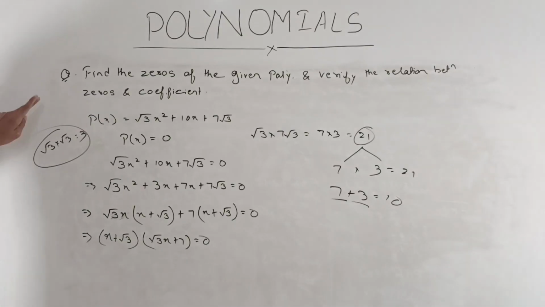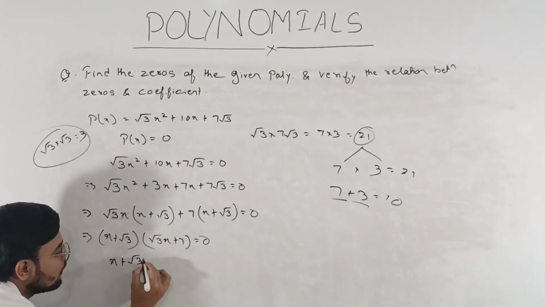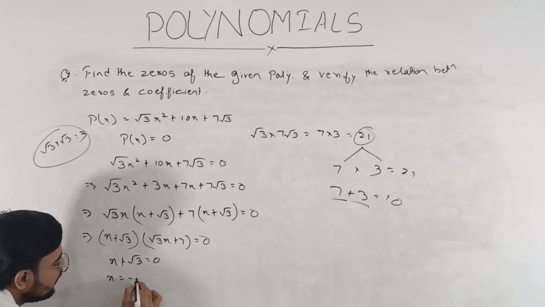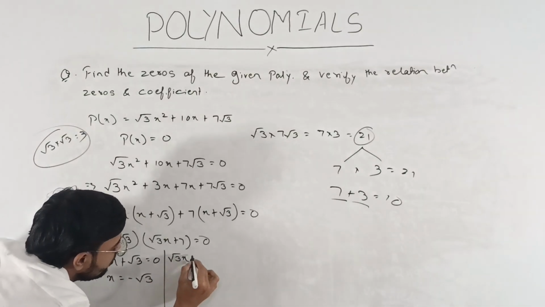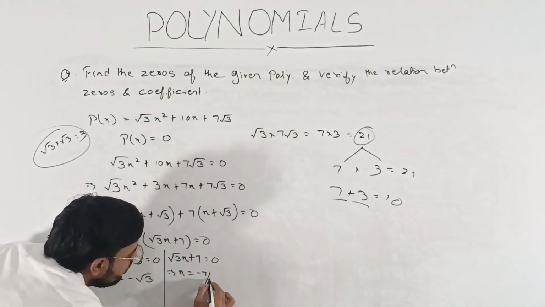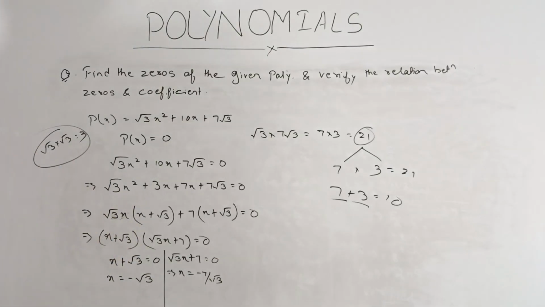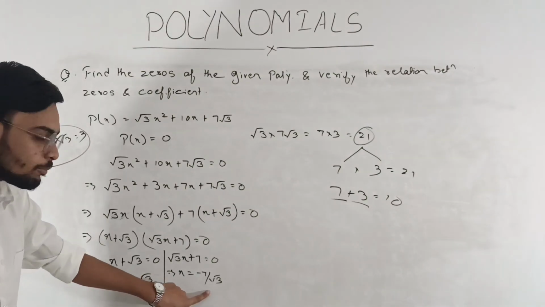Now x plus root 3 is 0. Then x is equal to minus root 3. And root 3 x plus 7 is equal to 0. Then from here x is equal to minus 7 upon root 3. Now we have the zeros. First one is minus root 3, second one is minus 7 upon root 3.